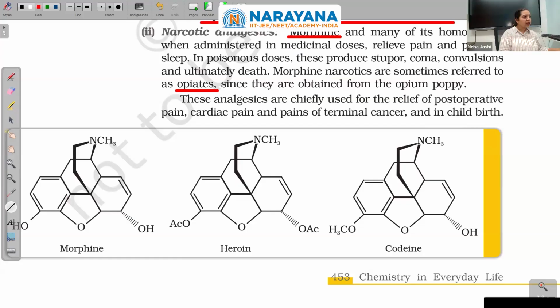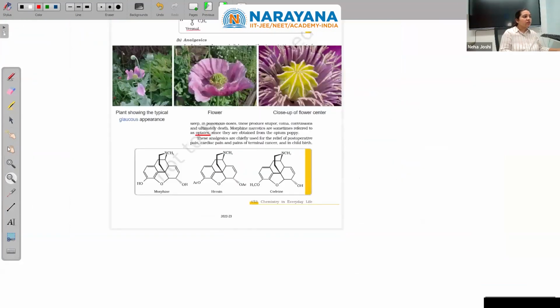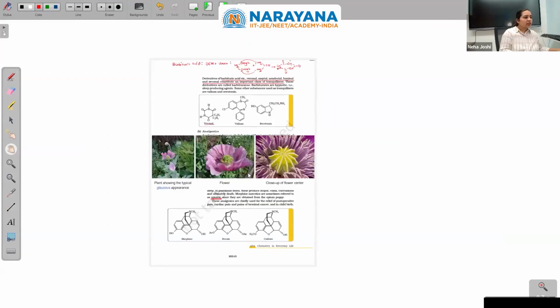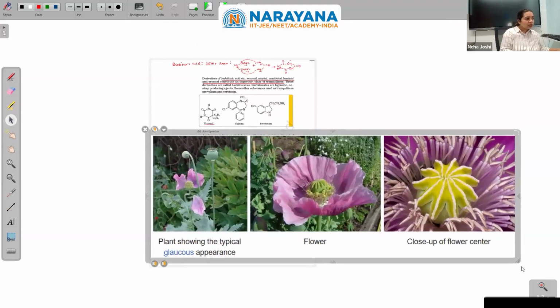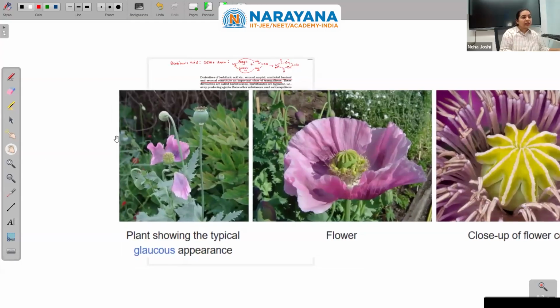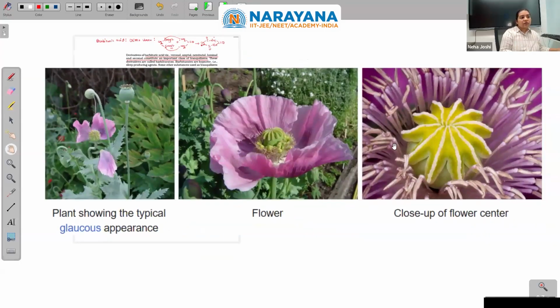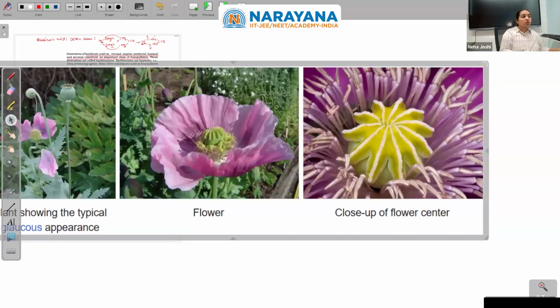So these are like in Madhya Pradesh, we have a lot of such things. Close to Neemach, a district where a lot of these are grown. That is how the plant is. It is very commonly grown there. And it is under government supervision, because for medical purposes, these are very, very strong painkillers.